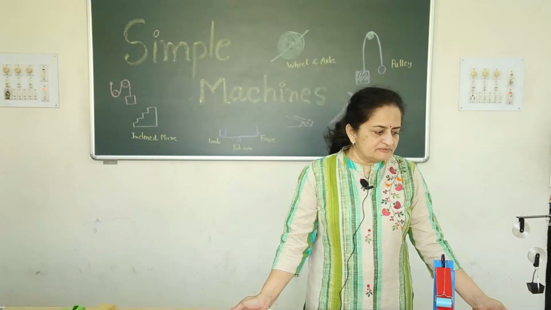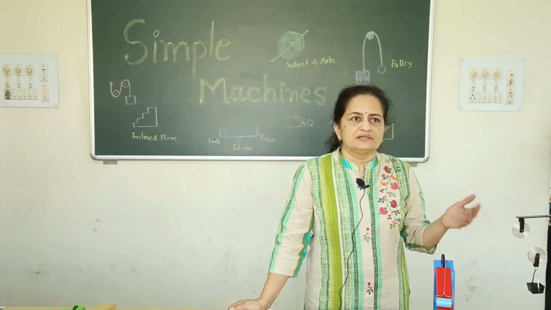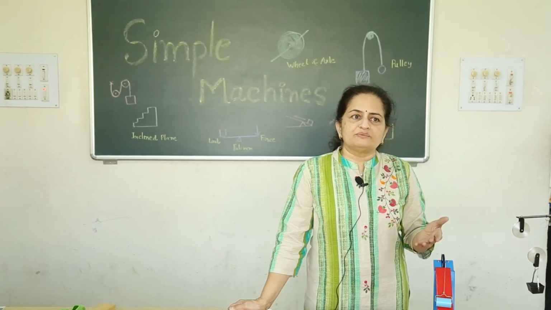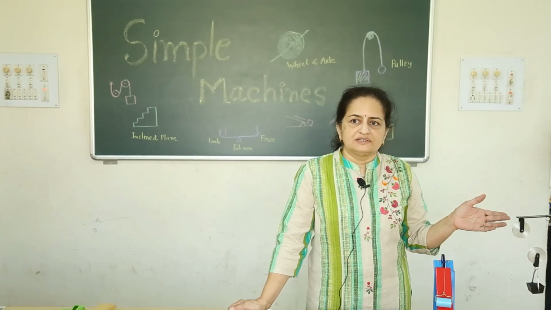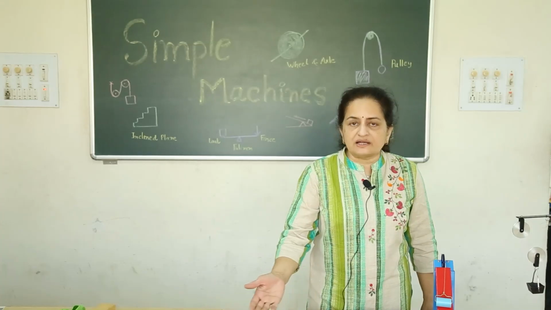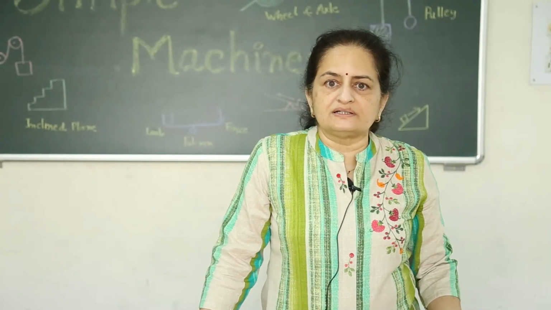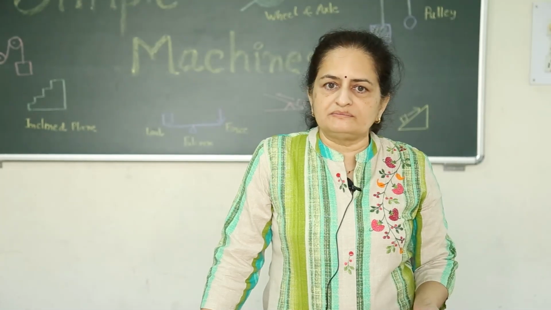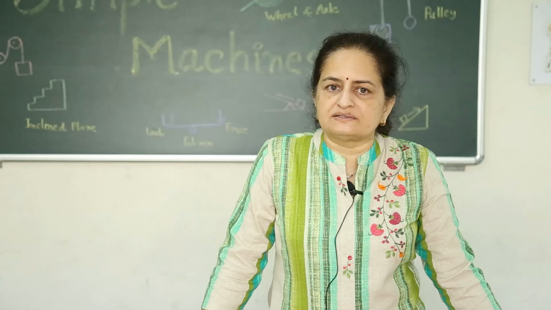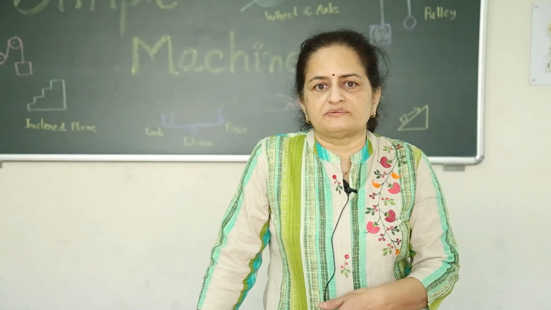In our daily life, we see different types of machines around us, at home, in the factories, and everywhere. Some of them are very complex machines, but some of them are very simple machines which we use in our home. As we use these simple machines in our daily life, we must know more about them. Now, what are simple machines? Simple machines are devices that make our work easier with less effort.